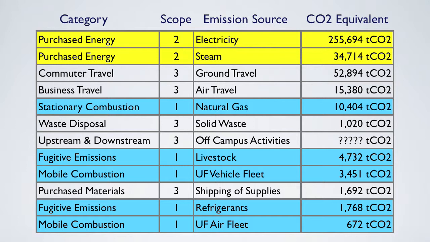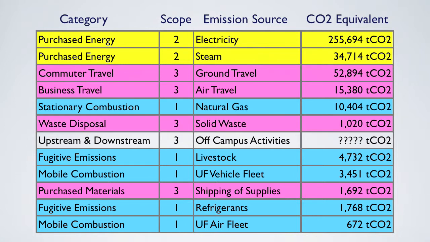The university's Scope 3 emissions include transport-related activities such as employees and students commuting to and from the university, employee and student business travel, and the transportation of purchased materials. Also, the disposal of waste generated by the university operations. And finally, upstream and downstream emissions.